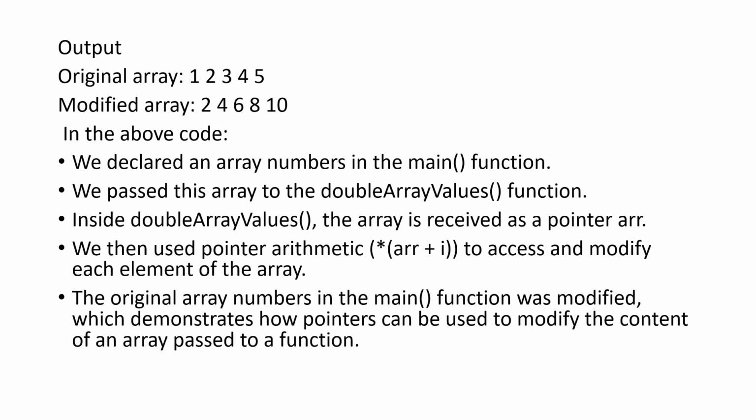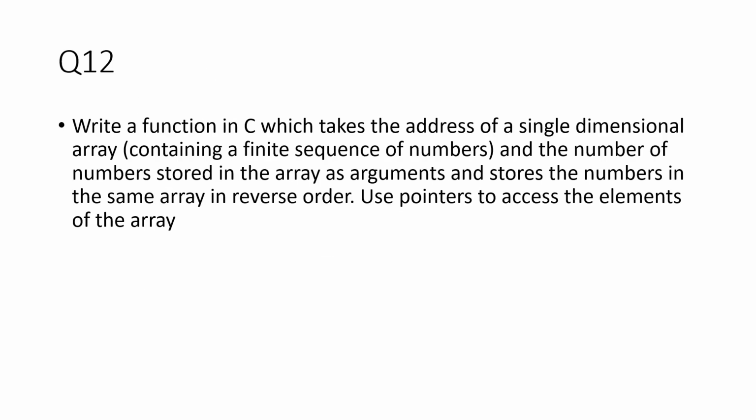In the above code, we declared an array numbers in the main function. We pass this array to the doubleArrayValue function. Inside doubleArrayValue, the array is received as a pointer arr. We then use pointer arithmetic *(arr + i) to access and modify each element of the array. The original array numbers in the main function was modified, which demonstrates how a pointer can be used to modify the content of an array passed to a function.